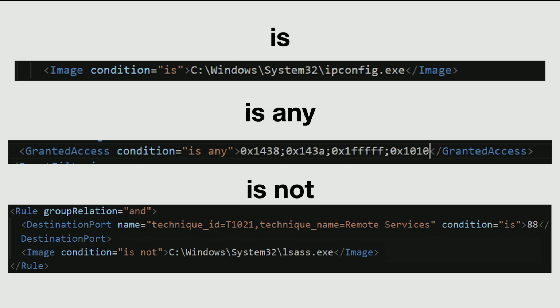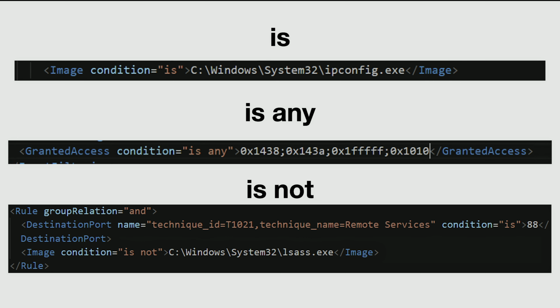Now, if I ran ipconfig.exe, let's say from the desktop, it's not going to match, and it's not going to be either included or excluded depending on how I set up my event type. Is any is used when we have multiple values and we want to specify those exact matches inside of an array. The delimiter for the array is going to be the semicolon. So here I'm going to have granted access condition is any. So if any of those values is an exact match for that string, then it's going to be either included or excluded. In the case of is not, we have the negation of the equals.